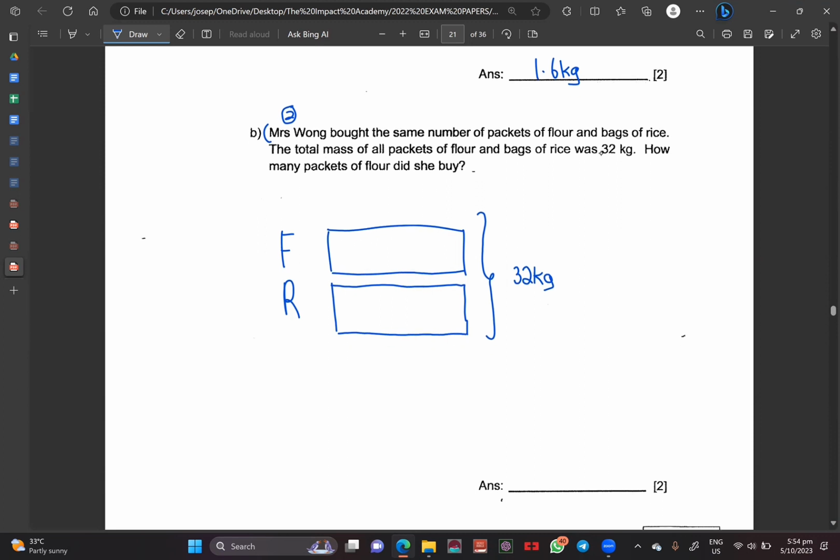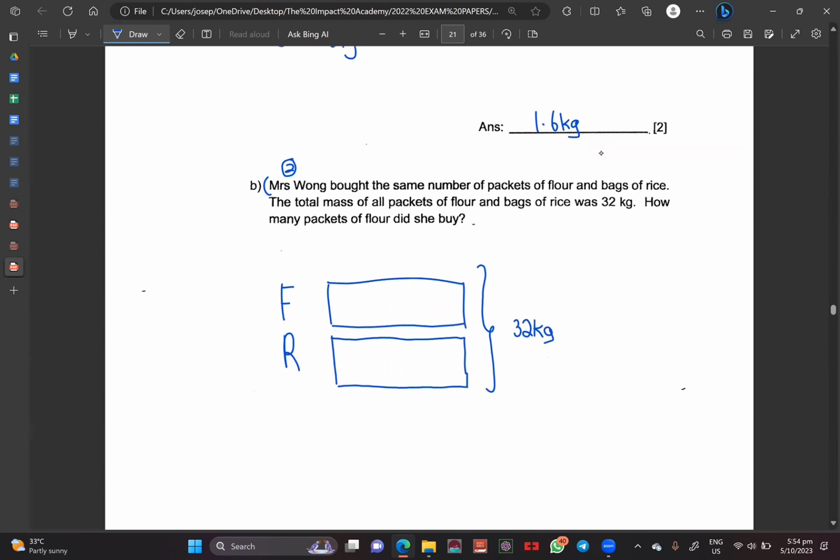So what we want to do is this, you must understand. This is the total. Isn't this the total? And this is also the total. You all agree so far? Total packets of flour and then total bags of rice. Now I do not know how many packets of flour and bags of rice this person bought. So what I can do is always group it up into one group. So what is one group equals to?